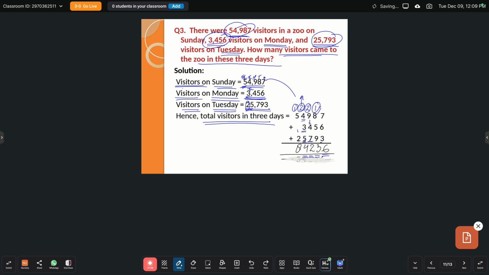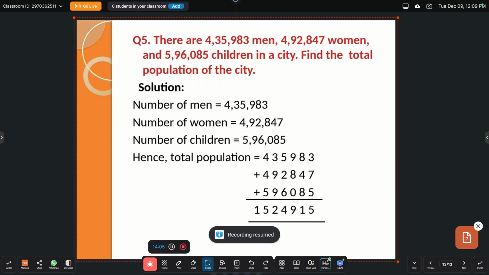Okay, so what is 5 plus 1 beta? It is 6. And 6 plus 2 is 8. So the total number of visitors who came to zoo in the 3 days is 84,236. You will do question number 4 yourself, okay, in the same way. Now we will do question number 5.